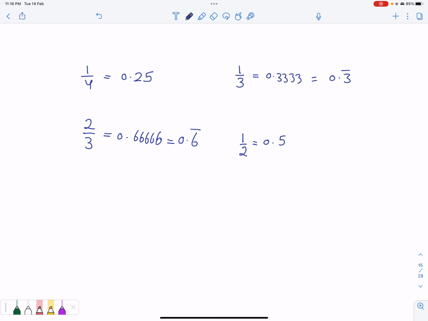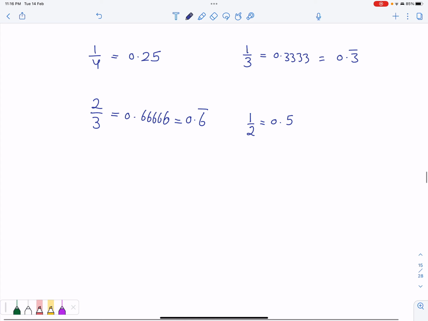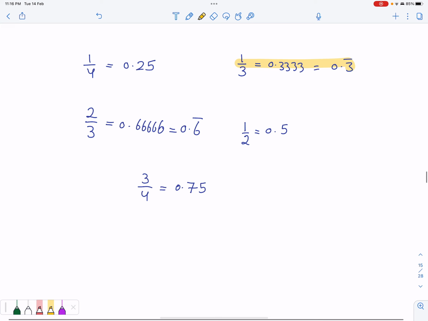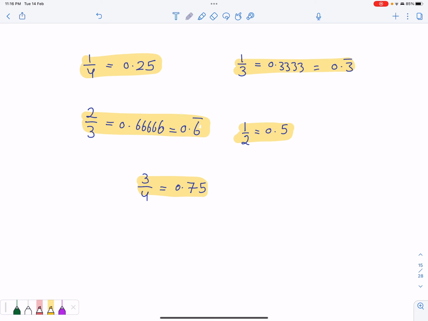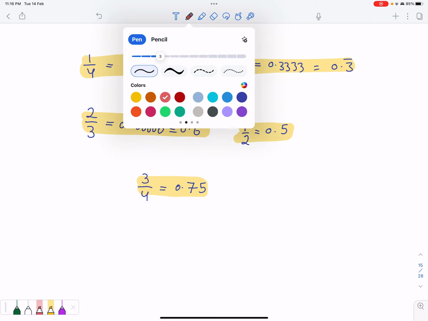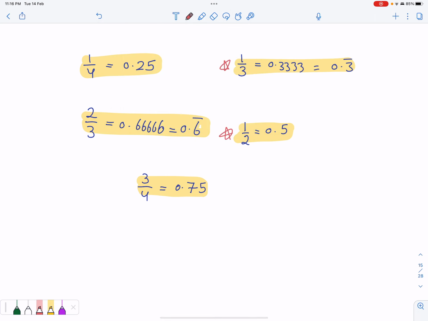Also, we have the fraction 3/4, and in decimal that is equal to 0.75. Now these 5 fractions, you need to memorize them. When you know them, you don't need to do any math or long divisions. You just know them. So these are very important. Please write them, highlight them, and make sure to memorize them.